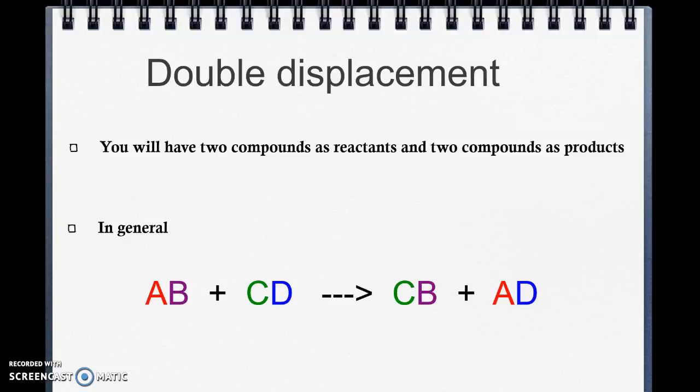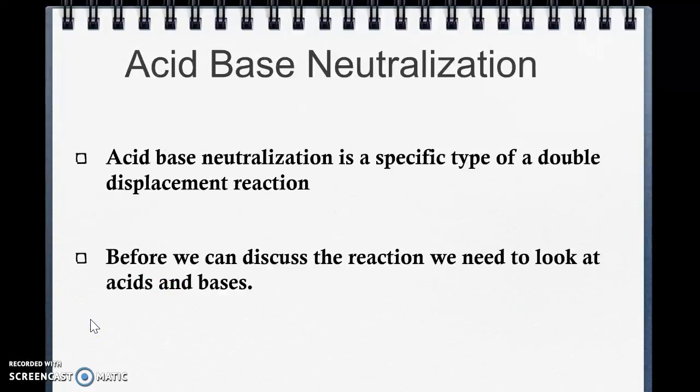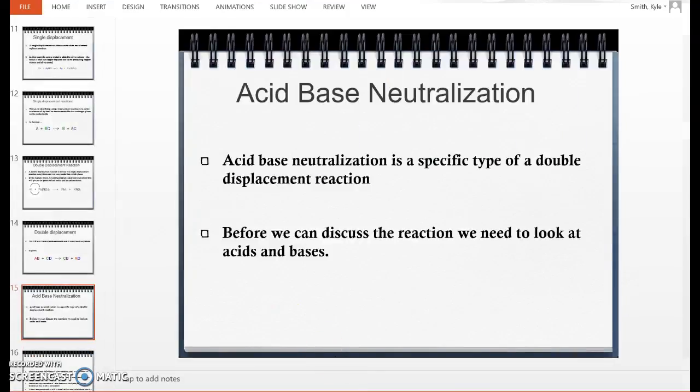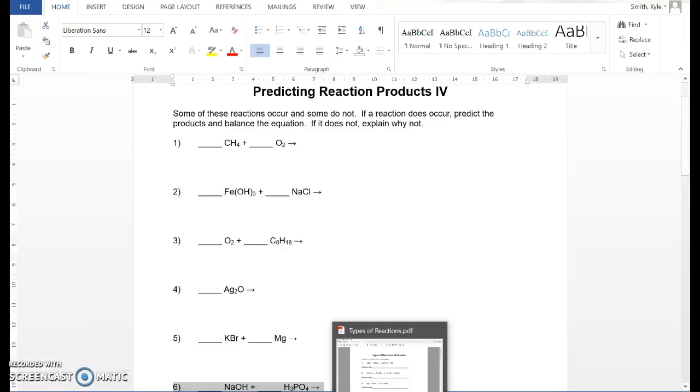I'm going quickly because I believe this is a review for most people in the room because we did it in Unit 1. I'm going to stop here because we're not going to deal with acid-base neutralization very much. So you guys don't have to worry about that for today's lesson. We'll obviously move forward on that later in the unit.